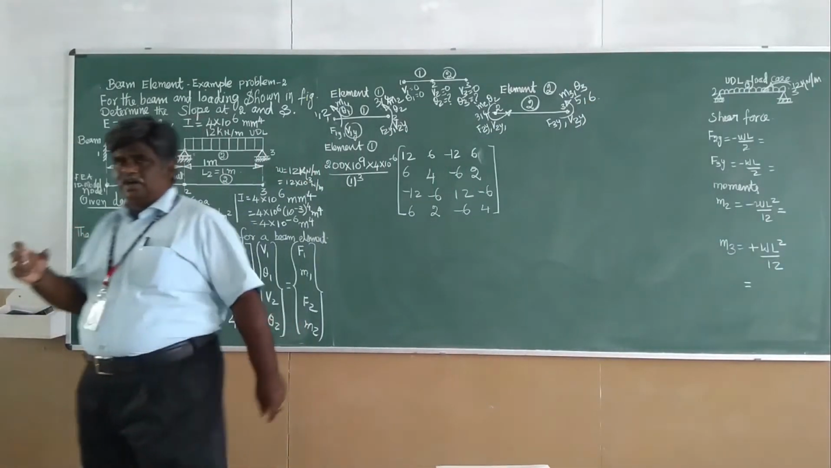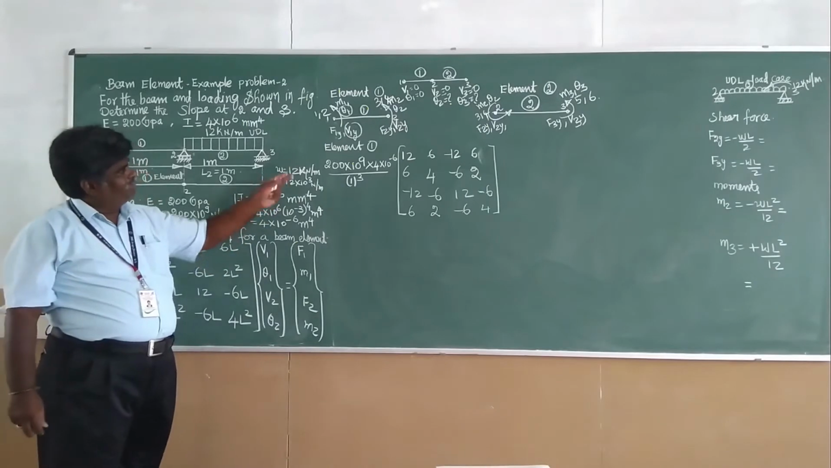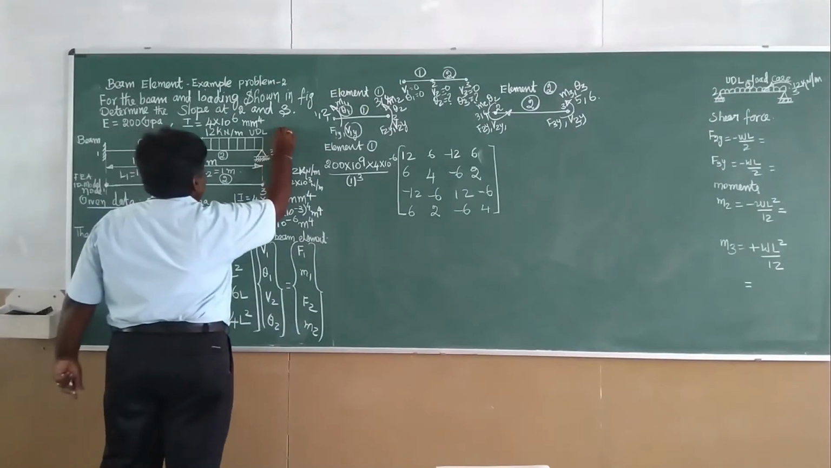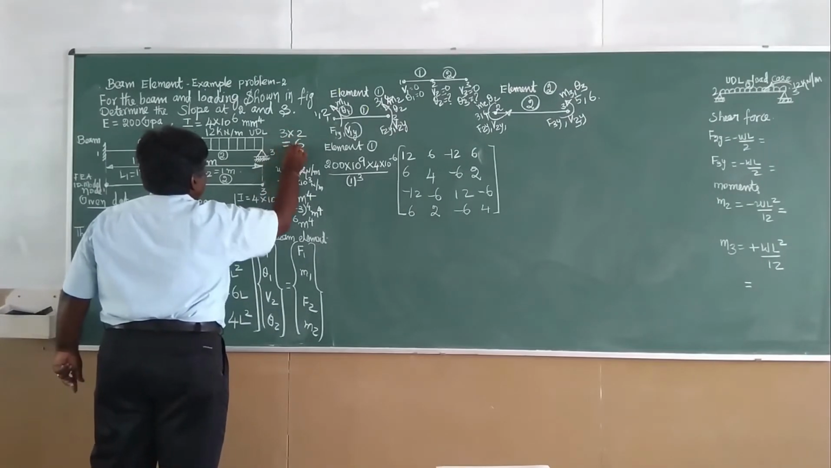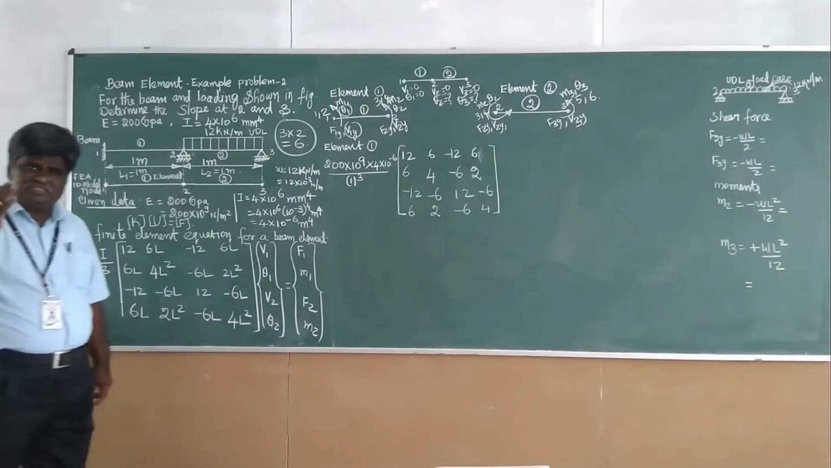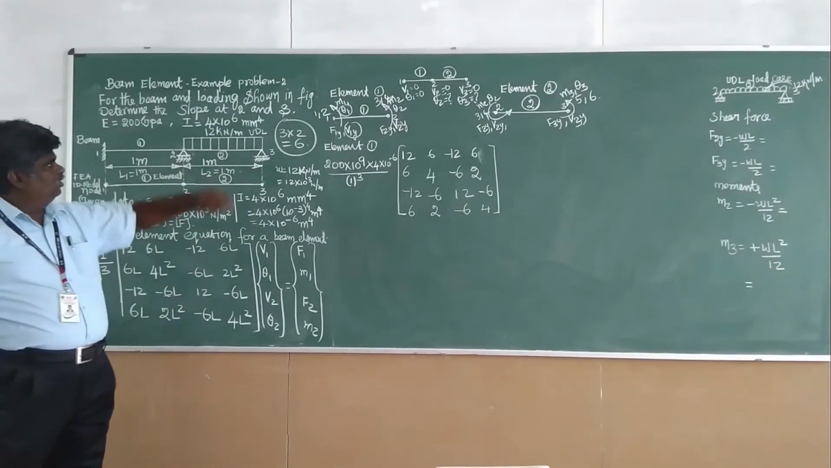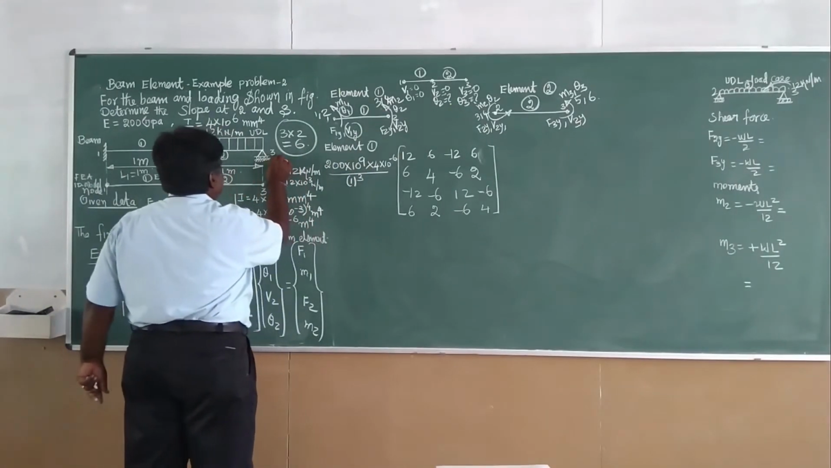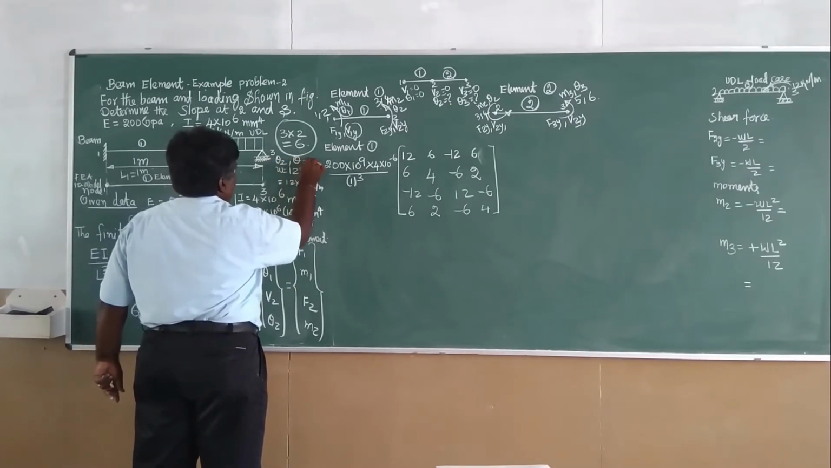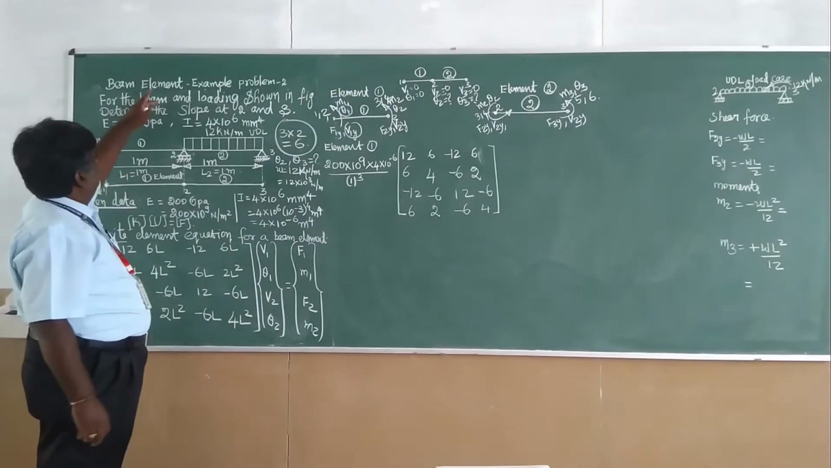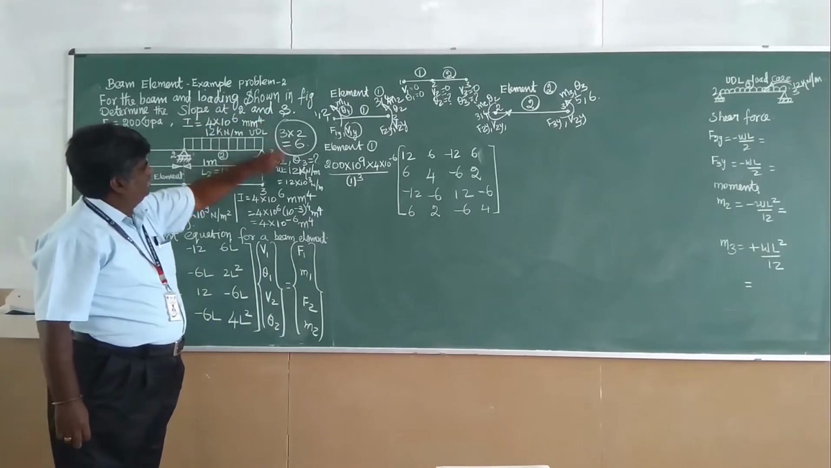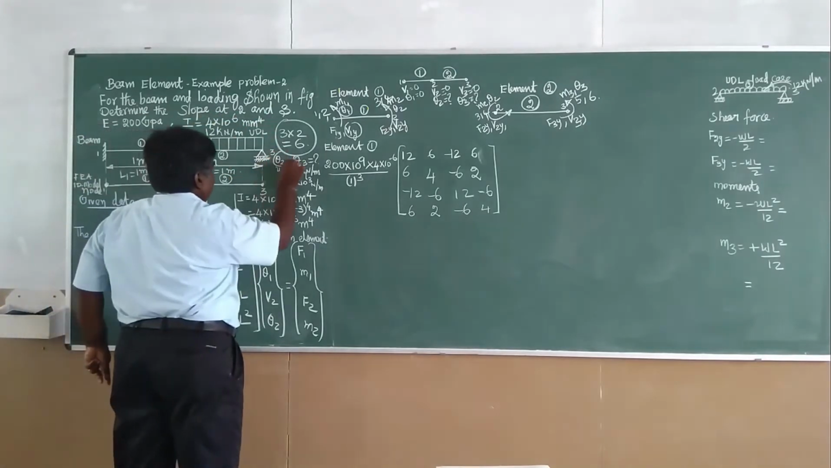So each nodal point has one displacement and one slope. So 3 nodal points will have 3 into 2, 6. So we have to calculate this 6 cross 6 matrix. Only 2 unknowns we have to determine, that is theta 2 and theta 3, the slopes. In the given problem we are asked to determine the slope at nodal point 2 and the slope at nodal point 3.